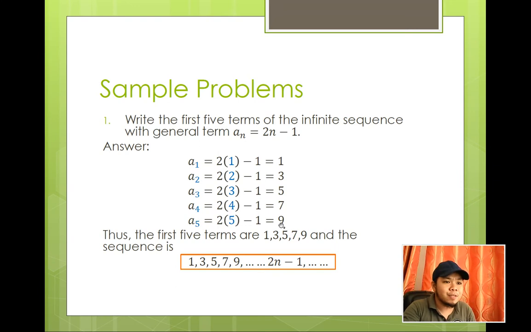So, yan yung first 5 terms na kailangan natin makuha. 1, 3, 5, 7, 9. So, pag sinulat natin, yan po yung magiging sagot natin. 1, 3, 5, 7, 9, and so on for 2n minus 1.